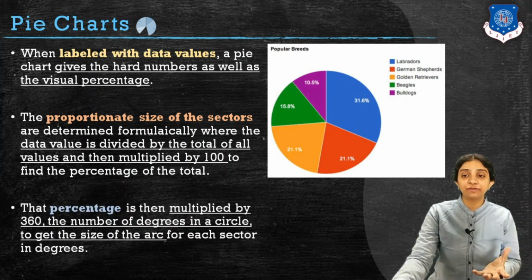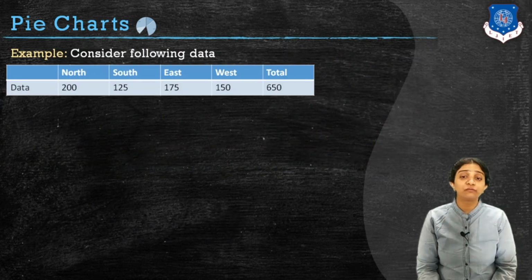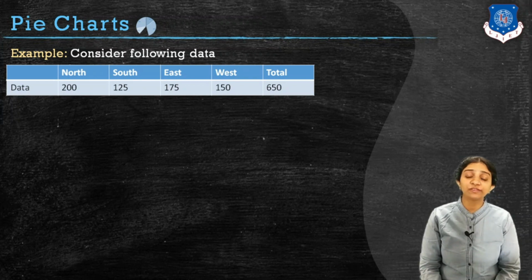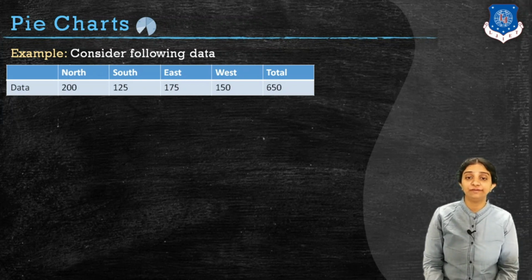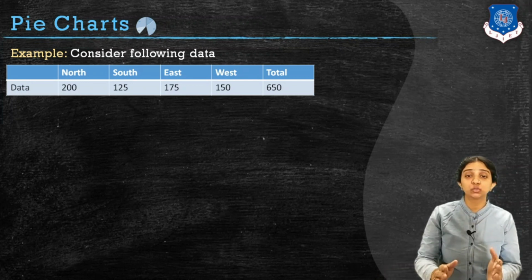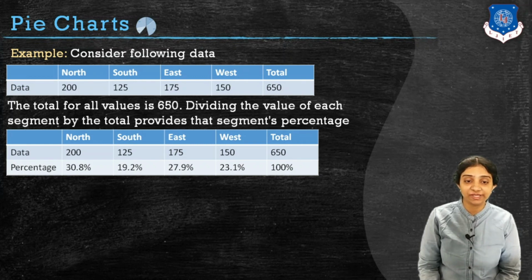So the percentage, whatever we have got in its data share, is multiplied with 360 to get an area over a circle. Consider this data. There are 4 directions, and the data of each direction is north 200, south 125, east 175, and over the west it is 150. So in total we have data for 650 elements. Now how to draw a pie chart of this particular data? So the data value total is 650.